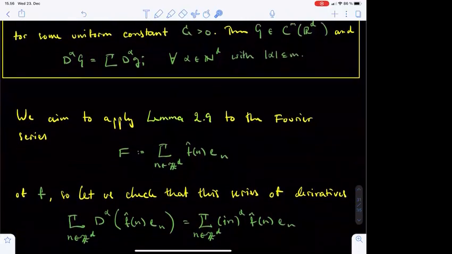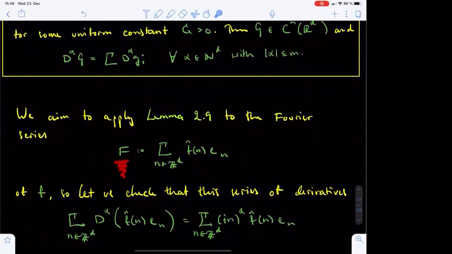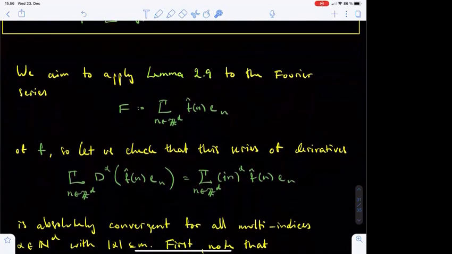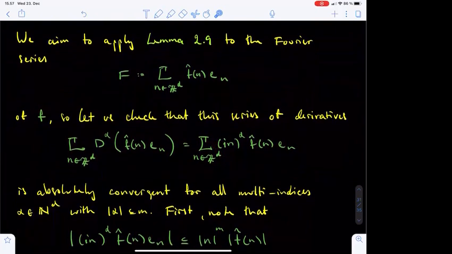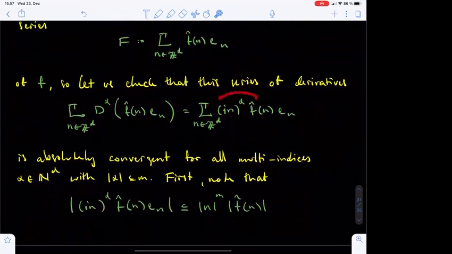We aim to apply Lemma 2.9 to the Fourier series of f, namely F equals the sum over all integer d-tuples n of the functions f hat(n) times e_n. So let's check that this series satisfies the assumption of Lemma 2.9 with the parameter m. As we have seen many times before, the alpha derivatives of the individual functions in this series are equal to (i n)^alpha times f hat(n) times e_n. So we need to check that the series consisting of these functions is absolutely convergent as long as the order of the multi-index alpha is at most m.